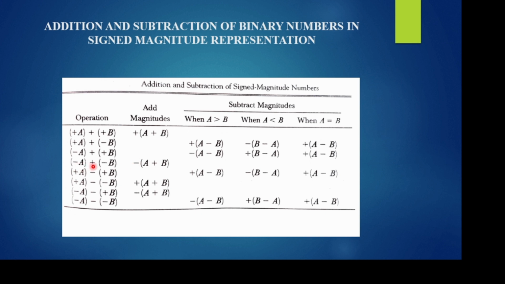In the fourth case, the sign of both the numbers is the same, so we just need to add the magnitudes and give the common sign. Here both the numbers are negative, so we give the common negative sign to the resultant value.